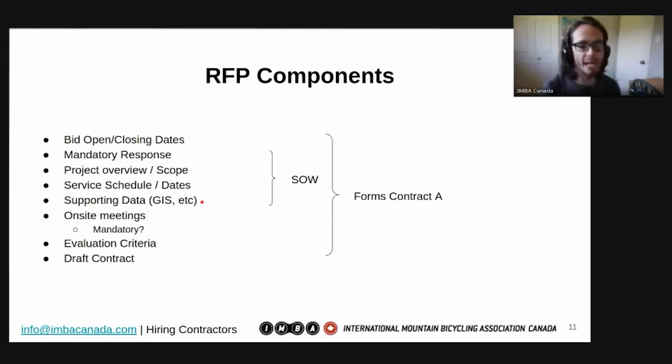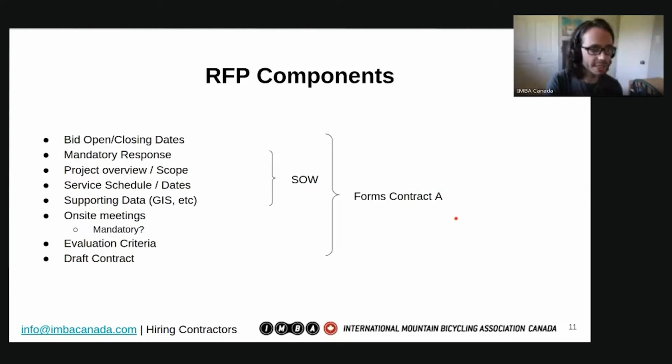Maybe there's been past trail reports that have been done by other firms. Those are the things you would include there. And that informs a statement of work. And when we include things like the bid opening and closing dates, the mandatory responses from the proponent, and then things like on-site meetings, the evaluation criteria, and the draft contract, that forms contract A.